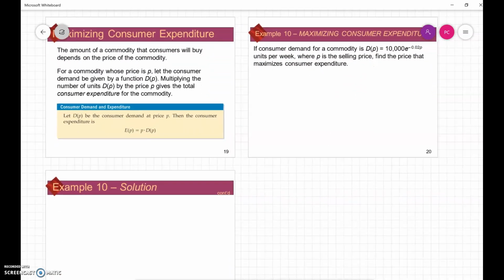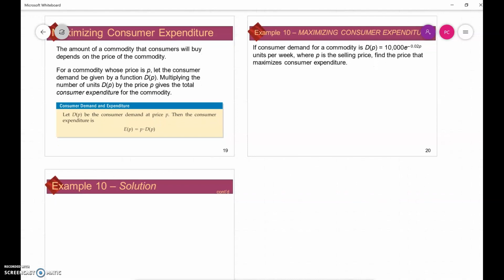The last thing we want to look at is maximizing consumer expenditure. The amount of a commodity that consumers will buy depends on the price of the commodity. For a commodity whose price is P, let the consumer demand be the function D of P. If you multiply the number of units D of P by the price, it gives the total consumer expenditure for a commodity. So D of P is our consumer demand at a given price.